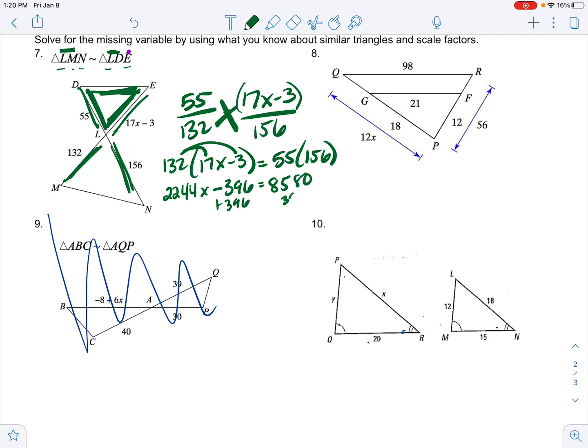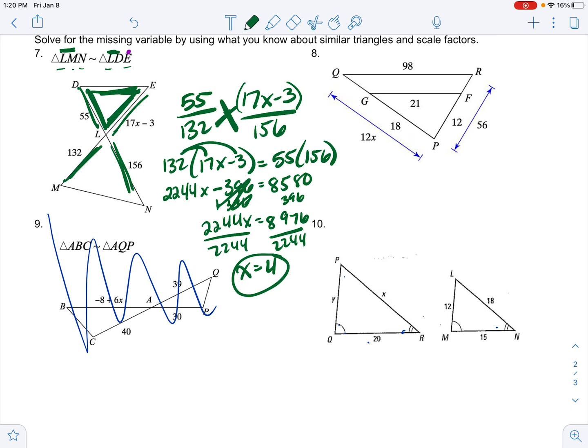And then we can add to both sides. We're going to add the 396 to get 8,976. And then divide. And x comes out to be 4.